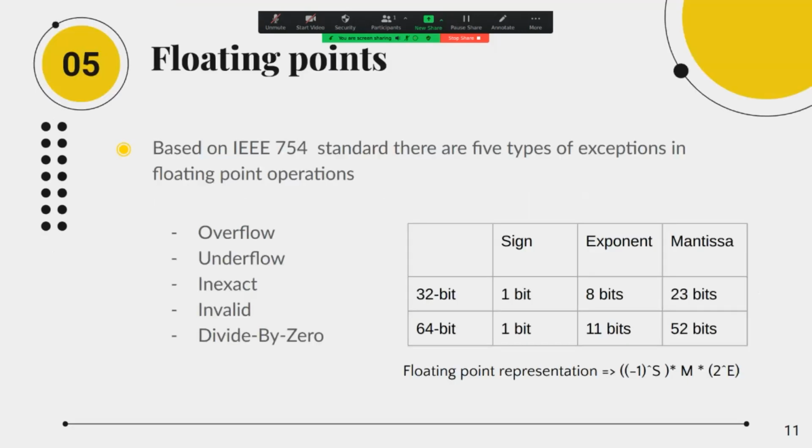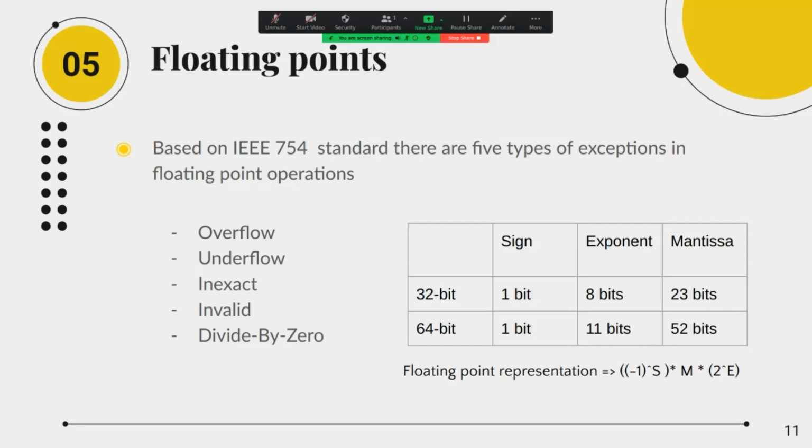In this table, you can see how floating point numbers are formatted and used in programming. The table shows how floating point values are represented according to the IEEE 754 standard. According to the IEEE 754 standard, there are 5 types of exceptions that can occur in floating point operations. Overflow. This happens when the result of a calculation is too large to be represented within the given floating point format, causing an overflow of the available bits.